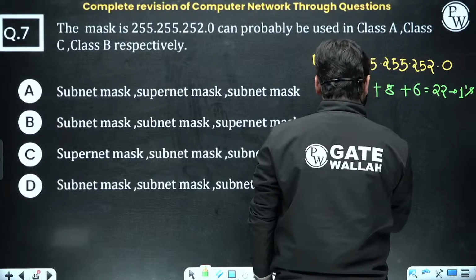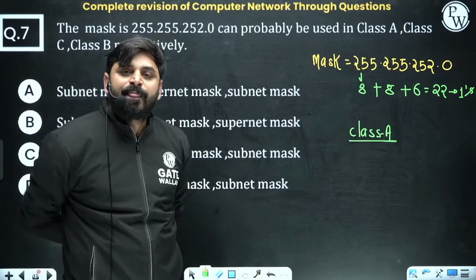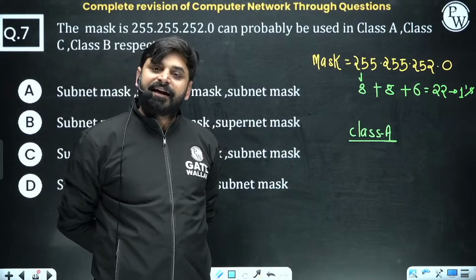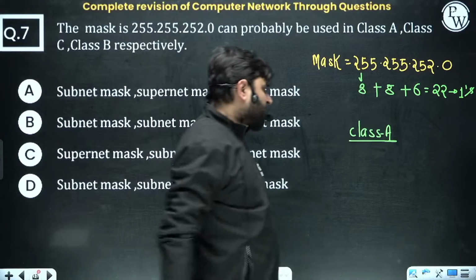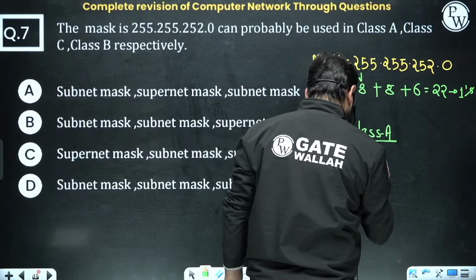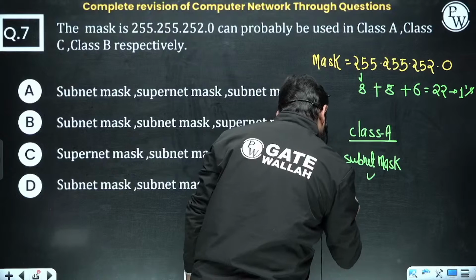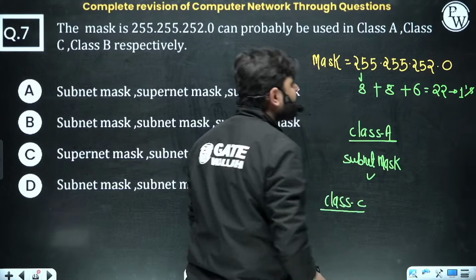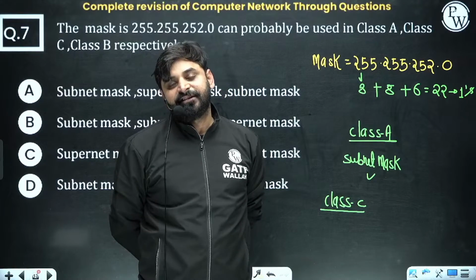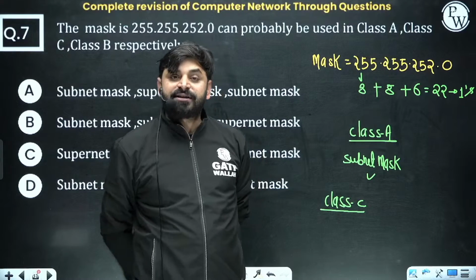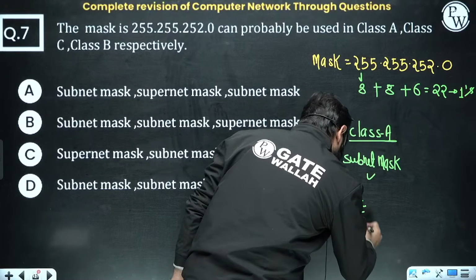Class A: the network ID is 8 bits, and the number of ones is greater than the network ID, so it is used as a subnet mask. Class C: the network ID is 24 bits, but the number of ones is 22, less than the network ID. If less than the network ID, it is a supernet mask. So this will be used as a supernet mask for class C.